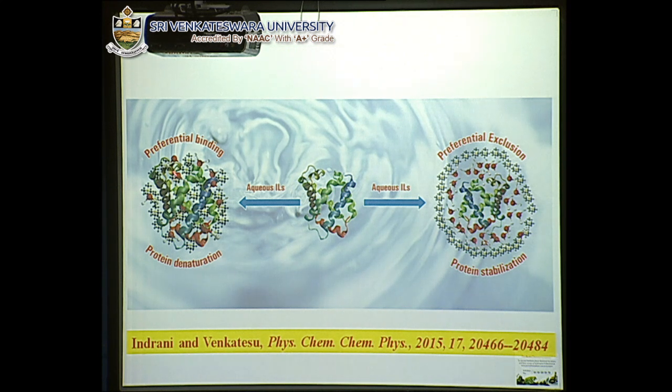Whereas in the case of the denaturant, here we can observe preferential binding between the ions of the ionic liquid and the protein functional group. See here, ionic liquids are excluded, but here ionic liquids are disturbing.